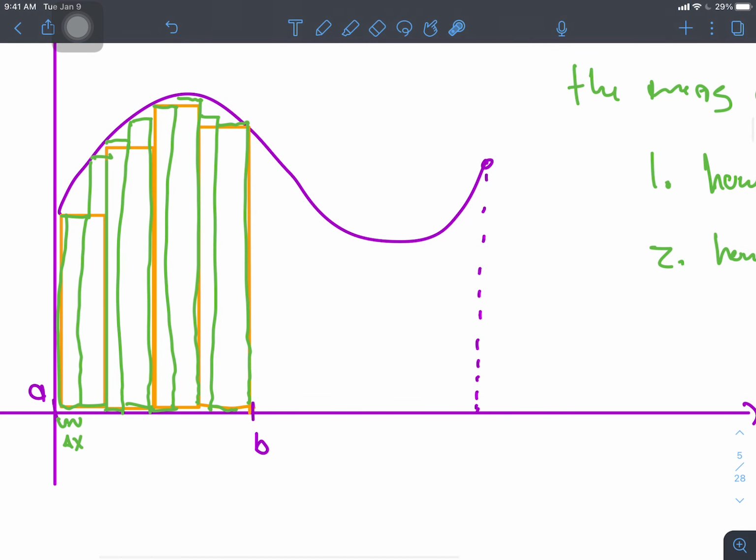So if I'm using a right Riemann sum, then I'm going to pick the height on the right side of that subinterval. If I was using a left Riemann sum, then I would pick the height on the left side of that subinterval, and that is going to change things slightly.